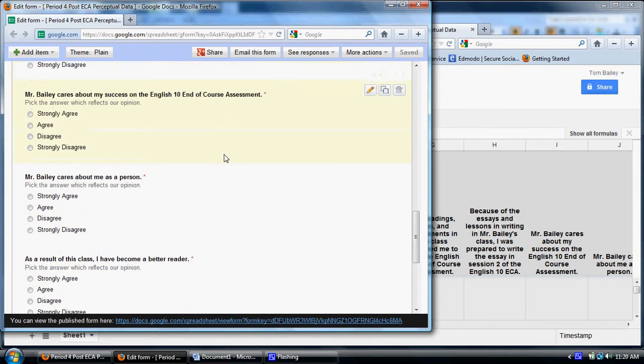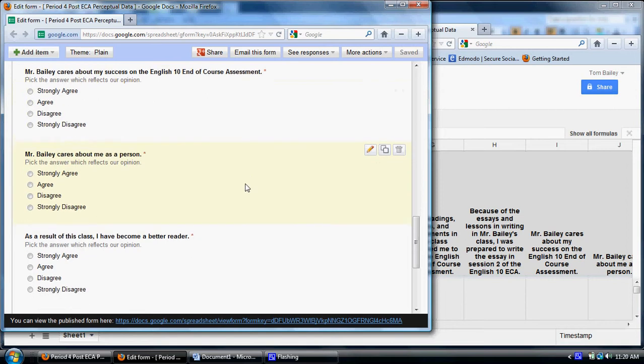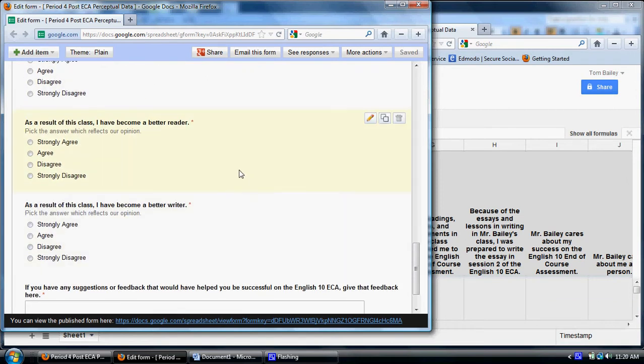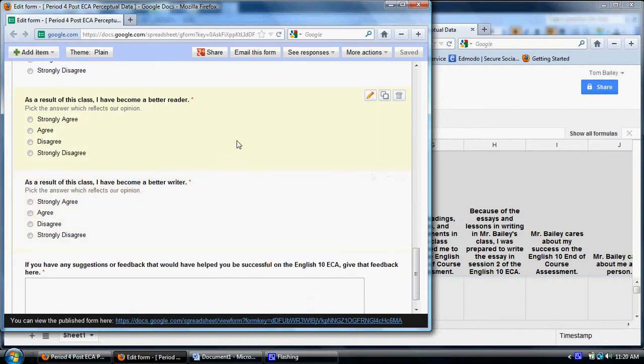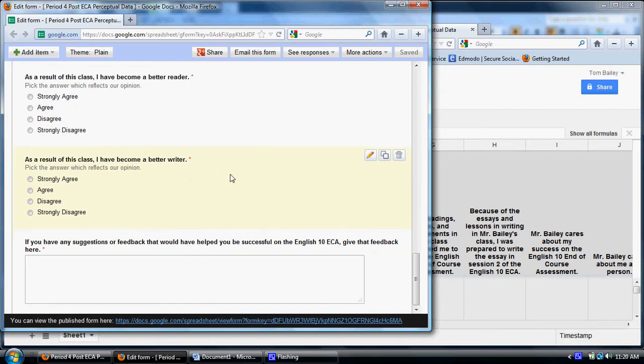So this is now the perceptual data. These two questions are about whether or not they think I cared about them. Now whether or not I did or didn't is irrelevant. It's all about the perception of whether they did it. And then the last part was, I feel like I've become a better reader or a better writer. Now those are self-perception questions, but it's interesting to see what they've put. And then the last part is you can give them an opportunity to vent and tell you.